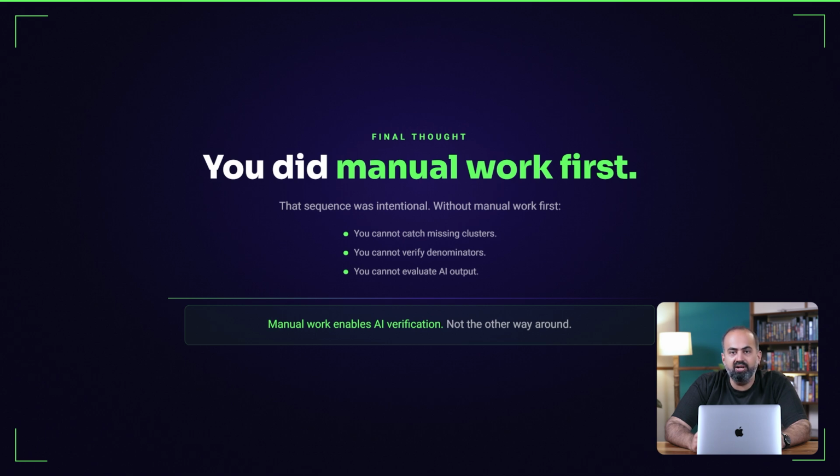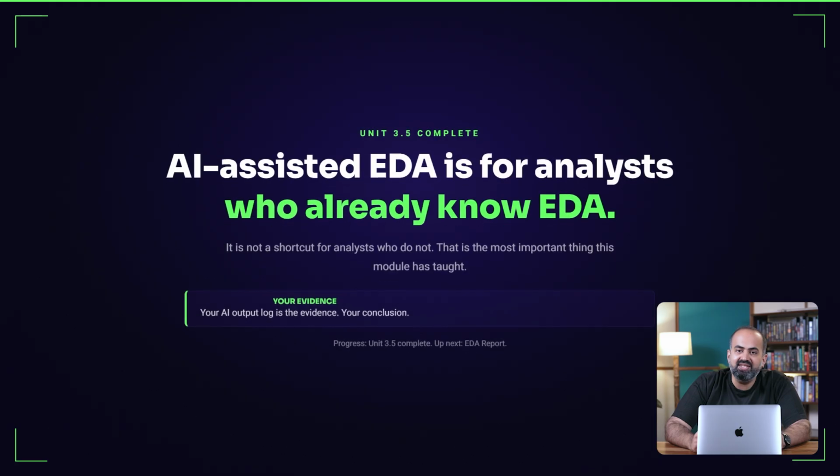The manual work is what makes AI verification possible, not the other way around. AI-assisted EDA is a tool for analysts who already know how to do EDA. It is not a shortcut for analysts who do not. That is the most important thing this module has taught, and your AI output log is the evidence.